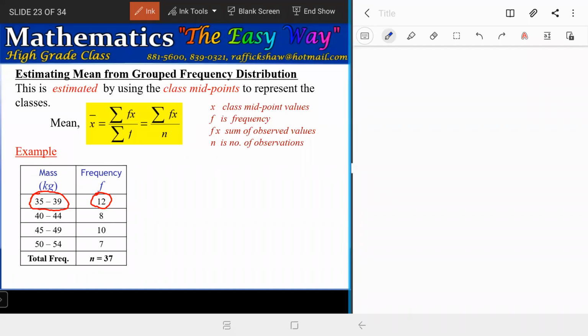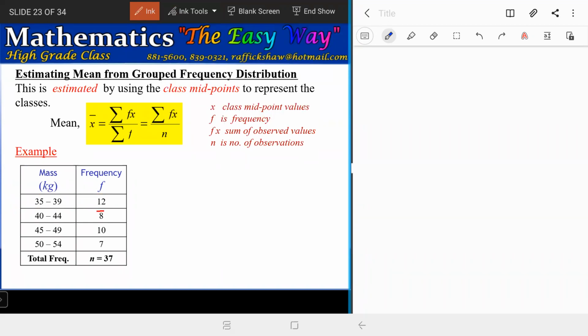But remember, you can take values in this range from actually 34.5 up to less than 39.5. That's what 35 to 39 really means. You can take values from 34.5 up to less than 39.5. And as I said, the problem is there are 12 observations in this group, but you don't know the actual observations.